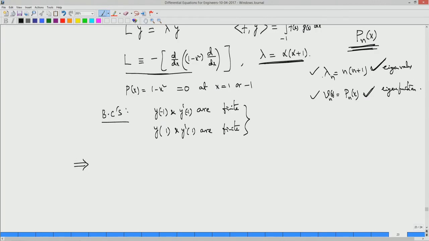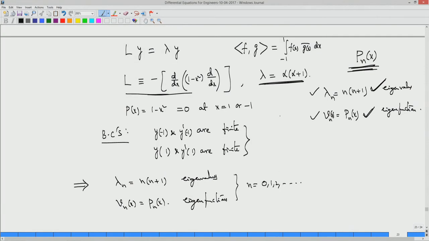Okay. So, for the sake of completeness, lambda n equal to n into n plus 1 are the eigenvalues. Corresponding eigenfunctions are Vn of x, which are Pn of x, corresponding to n from 0, 1, 2, 3 and so on. So, n is from 0, 1, 2, 3 onwards, you have P0, P1, P2 and so on.